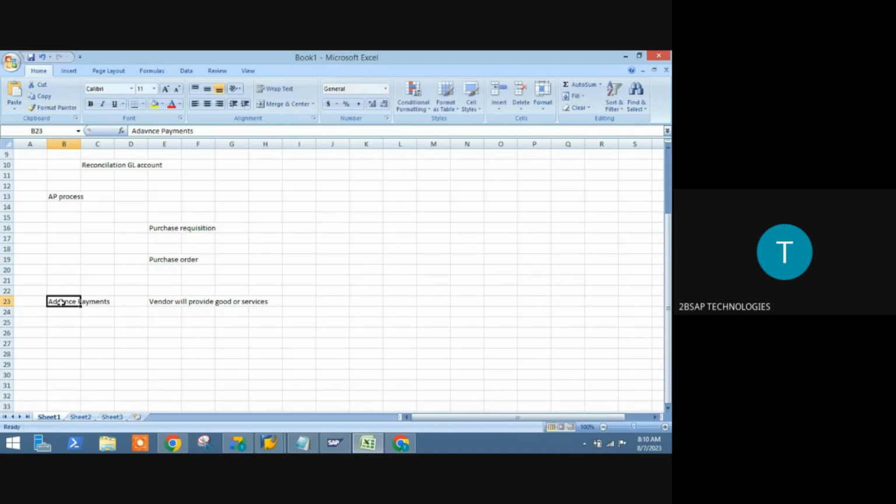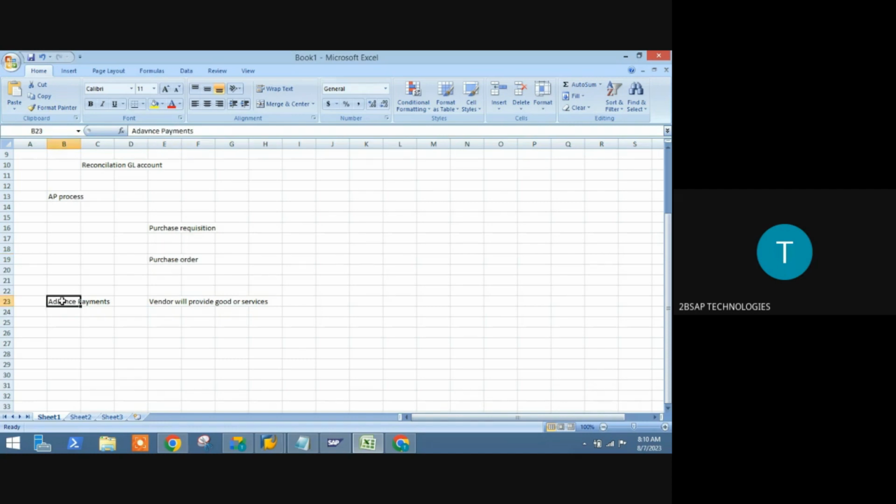Your advance payments will happen based on a purchase order. In this purchase order, your purchase quantity is 10 quantities and per quantity is 20,000. Your total purchase order value is, sorry, 2 lakhs. Now for this 2 lakh, you pay at least 20% as advance. That is 40,000 the vendor is requesting you to pay as advance.